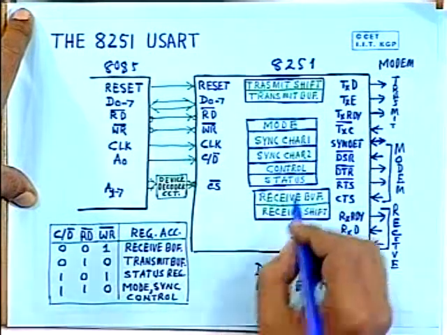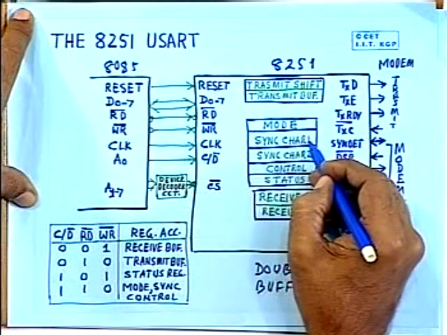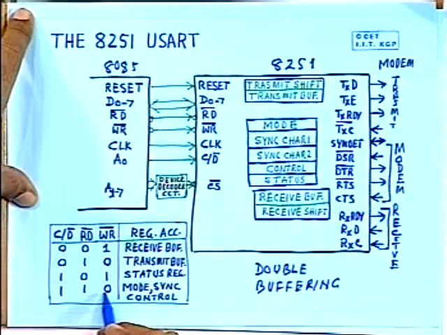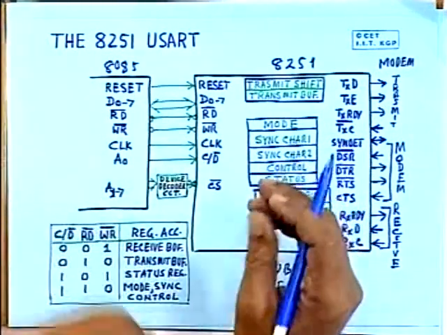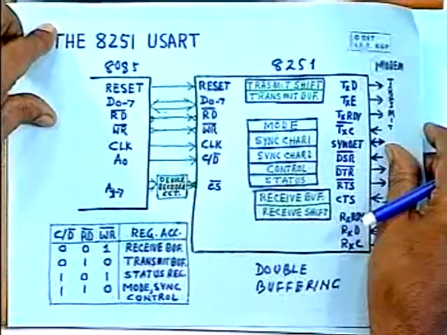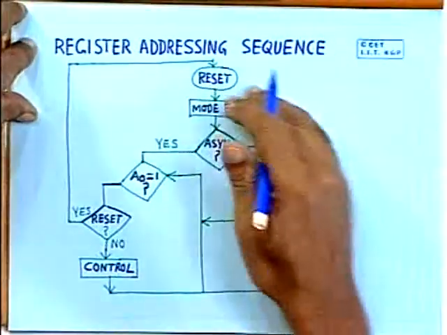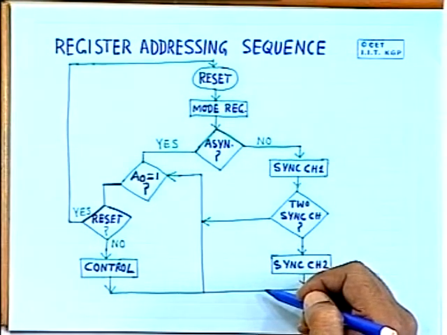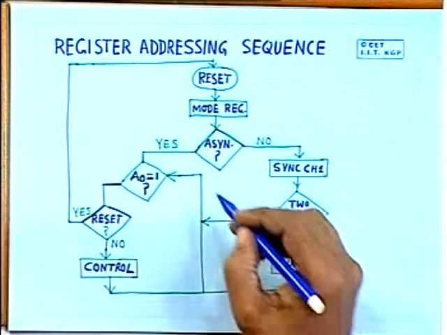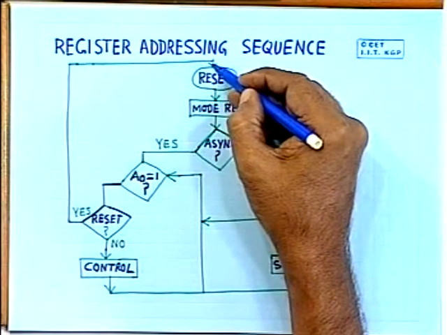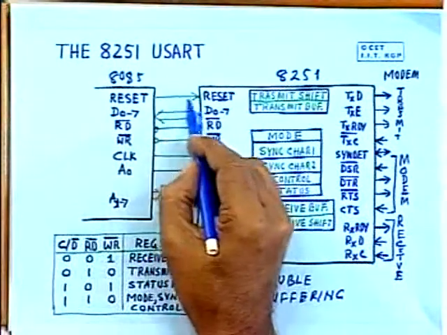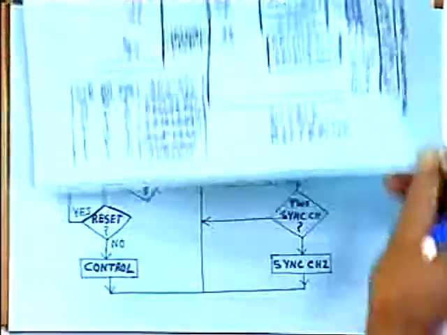However, as you can see here, the mode register, synchronization character 1, synchronization character 2 and control register are all provided with a single address. So how do you access 4 registers by using a single address? That can be done by accessing them in a sequence, which is explained with the help of this flowchart. This flowchart explains how these 4 registers can be accessed one after the other using the same address. Whenever the device is reset with the reset signal coming from the microprocessor, it goes to this point.